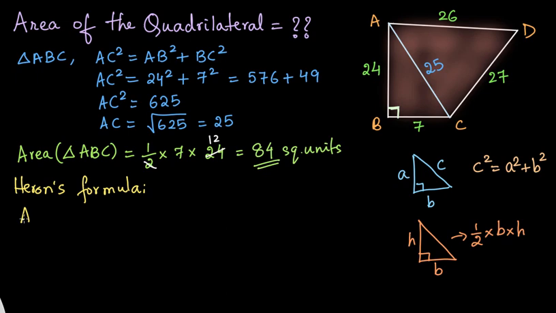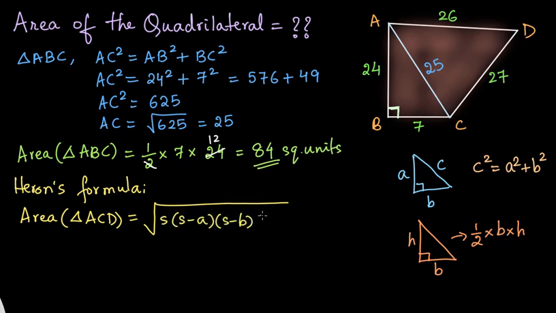So what does Heron's formula say? I will write it here. Area of triangle ACD, according to Heron's formula, will be equal to the square root of S into S minus A into S minus B into S minus C. Now what is S here? S is nothing but the semi-perimeter. So we have to find the value of S first. S is nothing but the sum of all the sides, A plus B plus C, which is the perimeter, divided by 2. That's why we call it semi-perimeter.